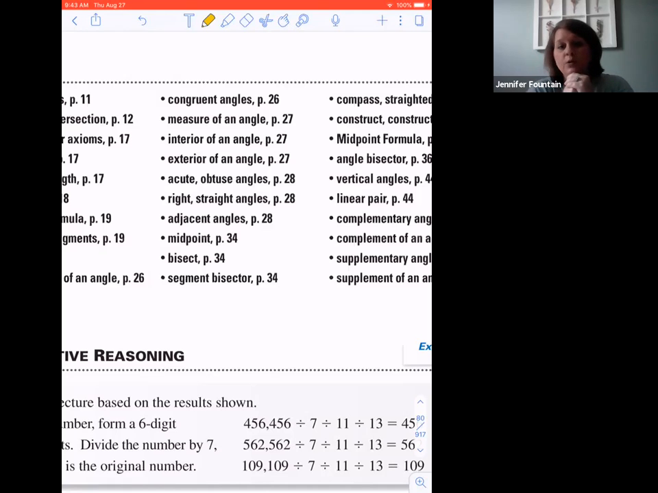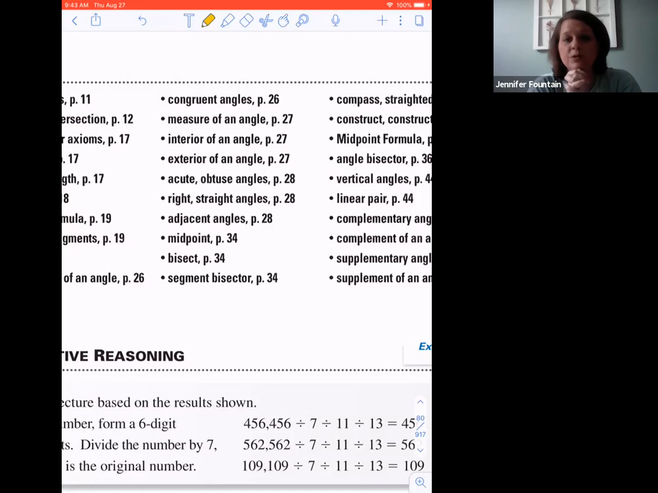Acute and obtuse angles. Acute, we know, are going to be little angles, and they're going to be less than 90 degrees. Obtuse, greater than 90 degrees. A right angle is exactly 90 degrees, and a straight angle is 180 degrees. Adjacent angles, remember we talked about that the word adjacent means side to side. Okay, so they share a side.